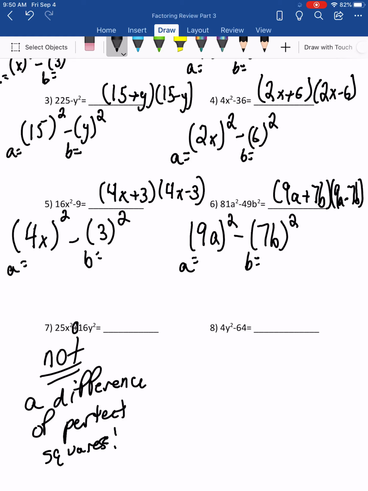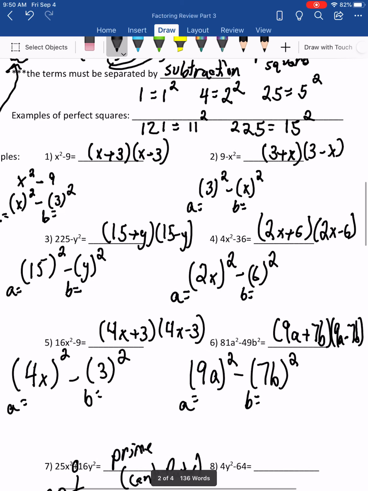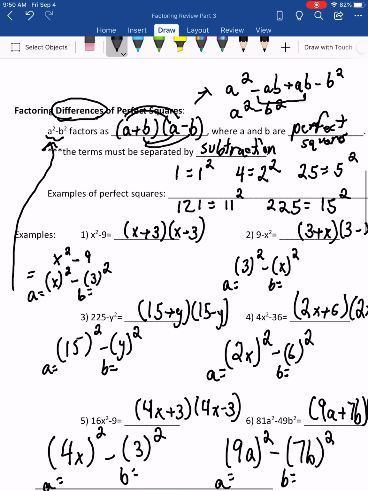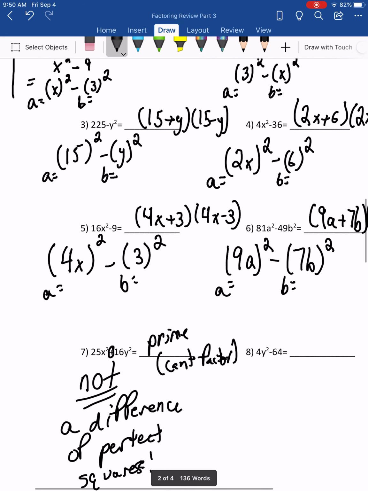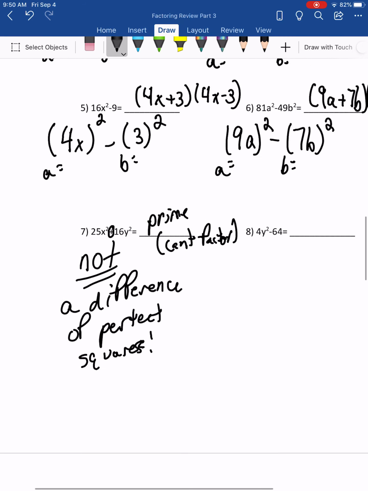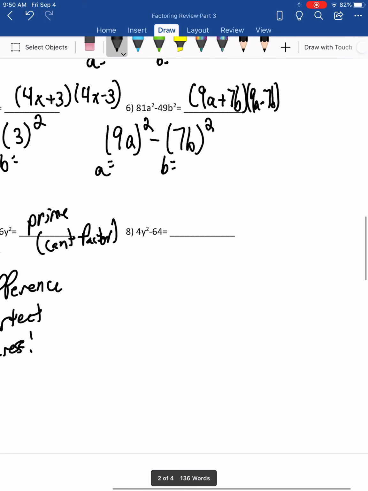So the correct mathematical way to write it is that it's prime. Can't factor, okay? Again, this only works if you have differences of perfect squares. Because yeah, 25x squared is a perfect square, 16y squared is a perfect square, but it's not a difference of perfect squares.